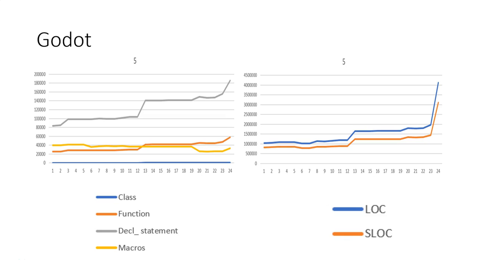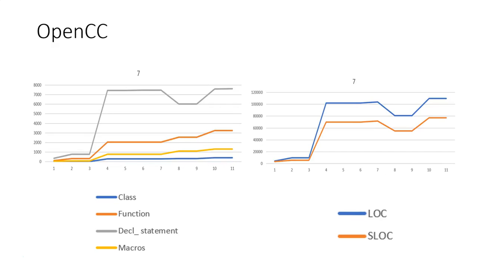Godot is interesting because the number of macros decreased while the number of declarative statements and functions are stable. At the same time, there is a sharp increase in the last version that is superlinear. The open source model can be powerful when there is a lot of interest. Both Lehman's laws apply.